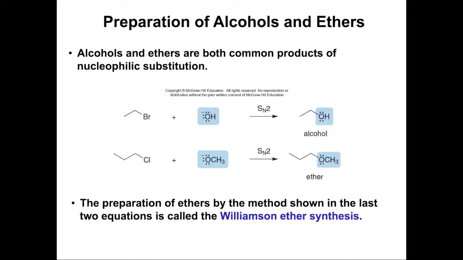Alcohols and ethers are some of the compounds that can be prepared via substitution reactions. So if we start with a hydroxide and an alkyl halide, we could simply do an SN2 reaction to get the alcohol. And if we start with a methoxide and an alkyl halide, we could again do an SN2 reaction to get the ether. This type of reaction is called the Williamson ether synthesis.